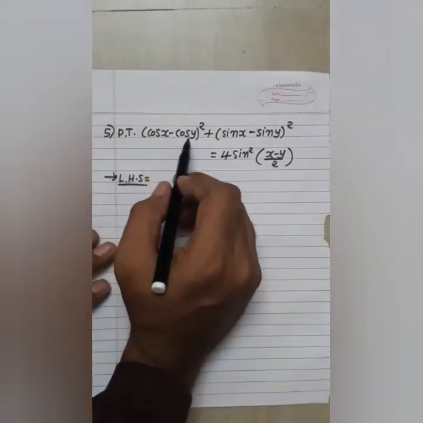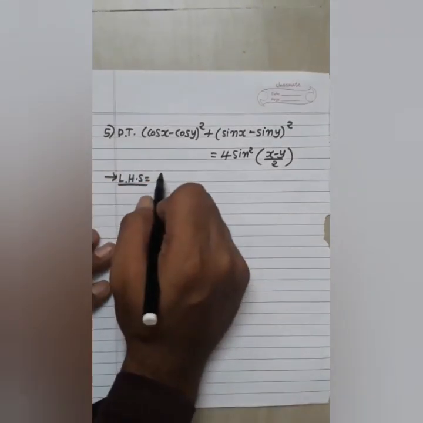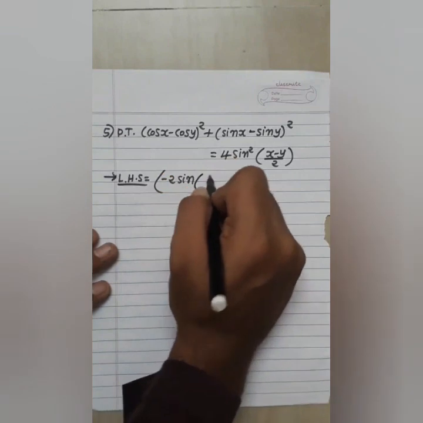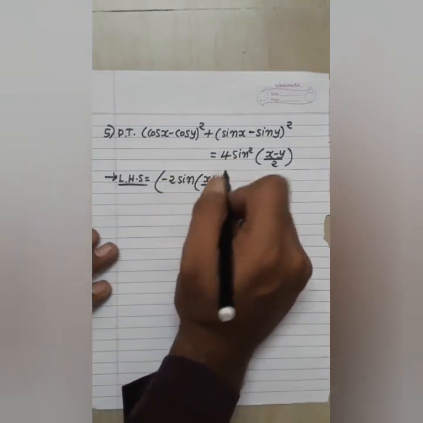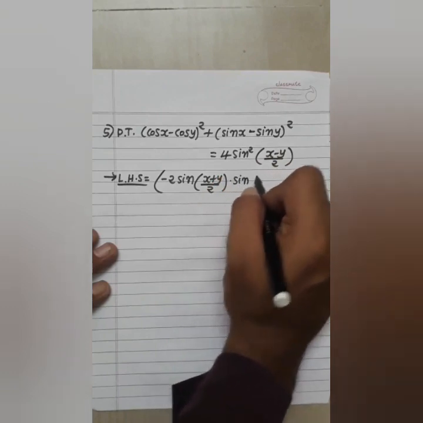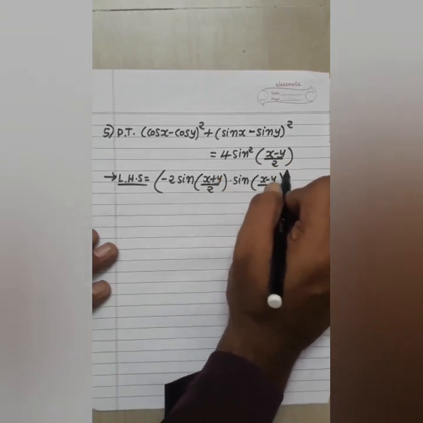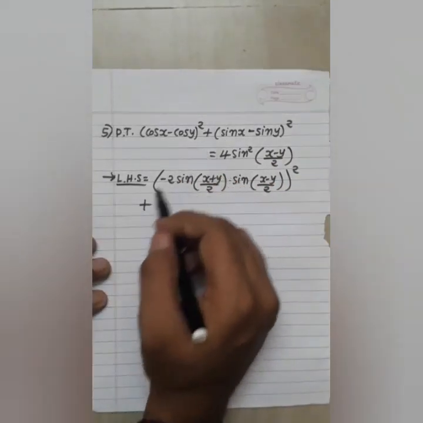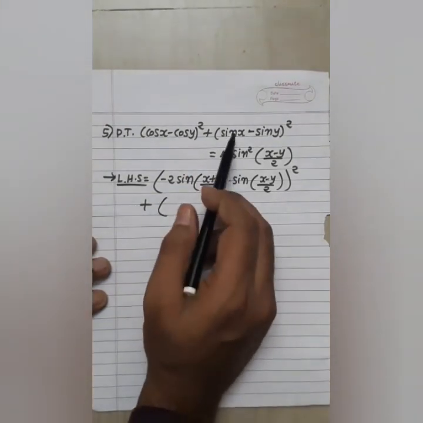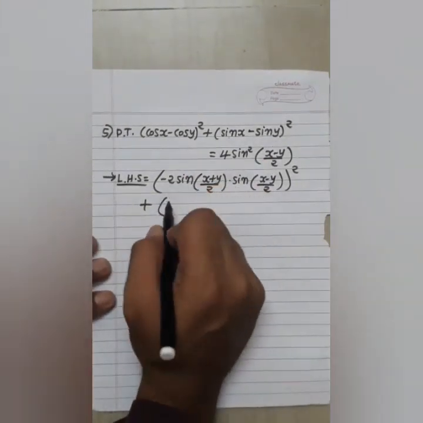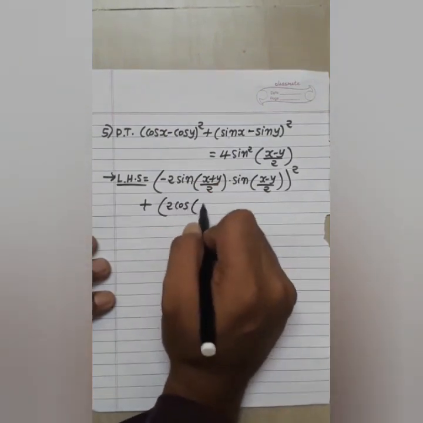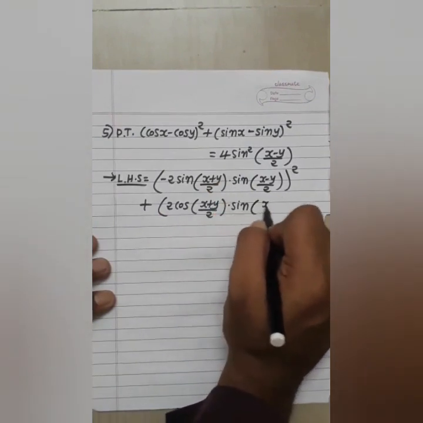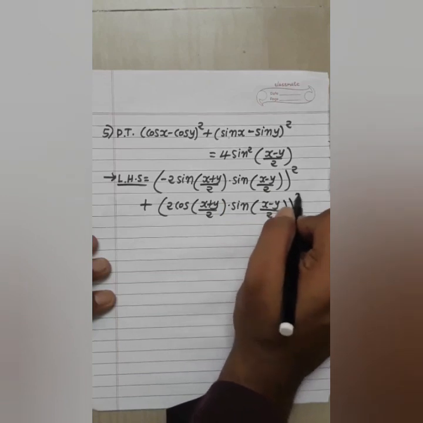In the first bracket apply the identity cos C minus cos D, that means minus 2 times sin (x plus y) divided by 2 into sin (x minus y) divided by 2, bracket over whole square. In between is a plus sign, so write plus here. In the other bracket, sin C minus sin D, that means 2 cos. So write 2 times cos (x plus y) divided by 2 into sin (x minus y) divided by 2, bracket over whole square.